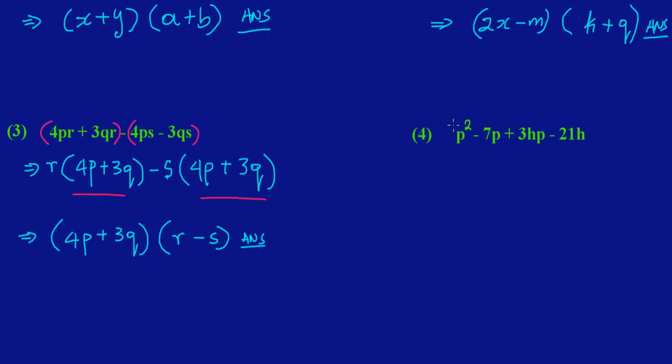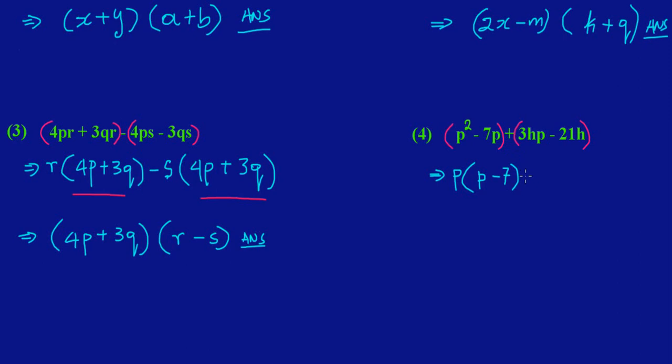Okay, so number 4, again, I am going to group my terms. I'm pairing up the first two terms, and I'm pairing up my last two terms. Okay, so this implies I'm going to look at what is common to both p squared and minus 7p, and if you notice, we have a p here and a p there, so p is common. Okay, open bracket, and p into p squared, p will cancel p, so I'm left with p. A positive into a negative will give me a negative 7. Okay, minus 7. Close my bracket.